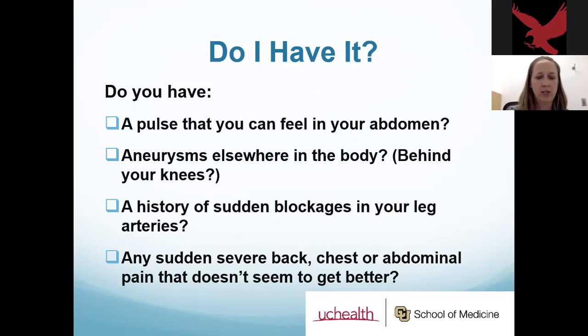Do you have a history of blockages that occurred out of nowhere in your legs that may have even taken you to the operating room emergently? We look for a source. And one of the first sources I think of when a patient has a blockage in one area of their body is an aneurysm. We start hunting for an aneurysm if somebody has an embolic event like that.